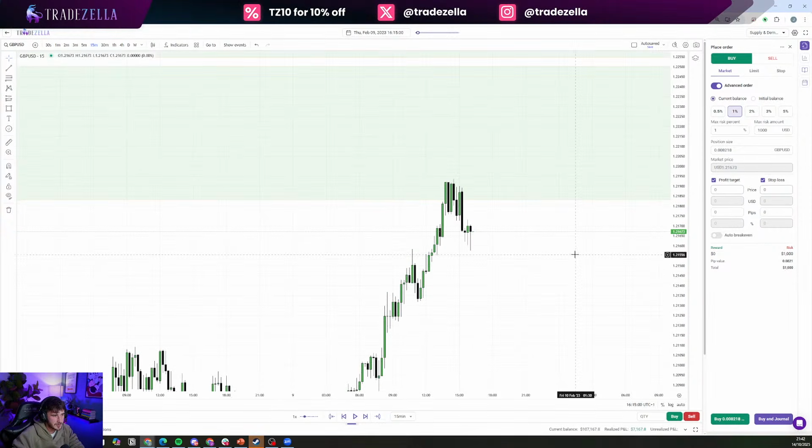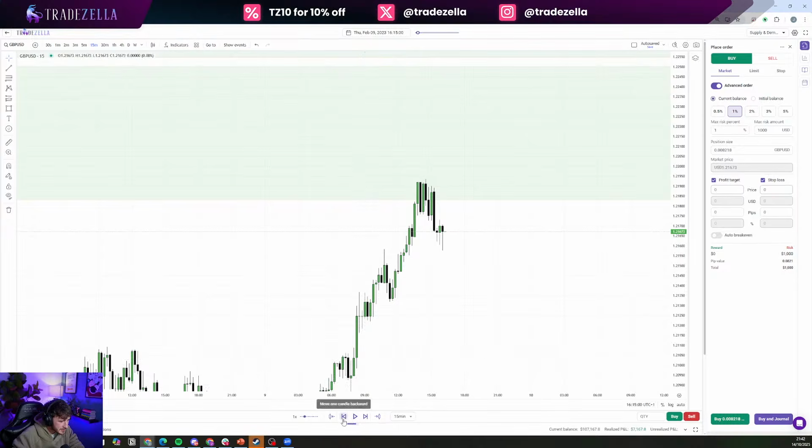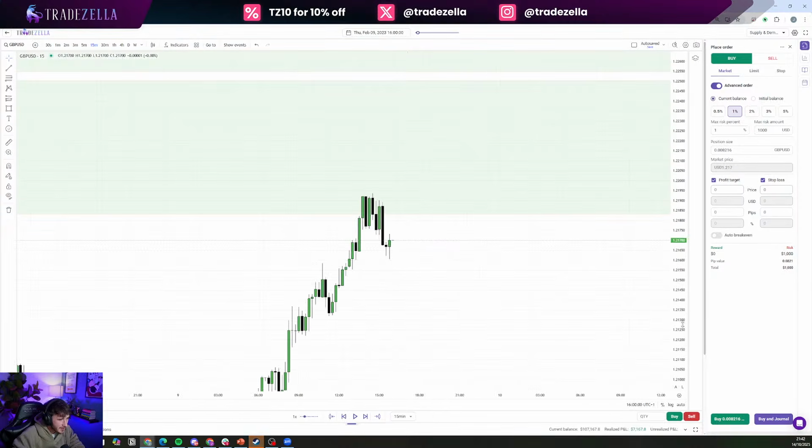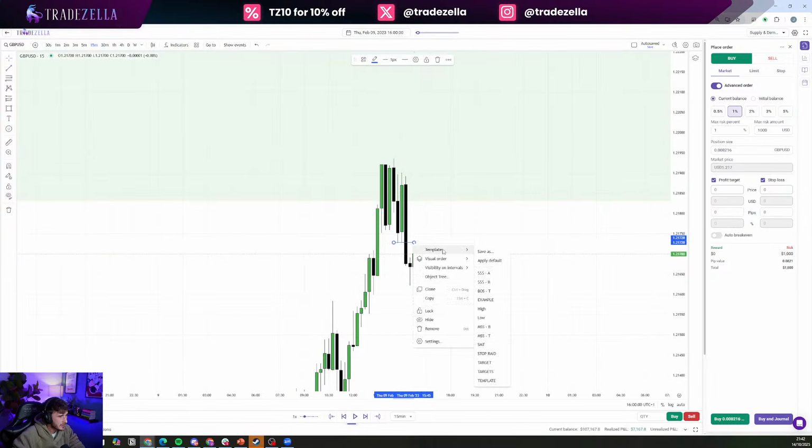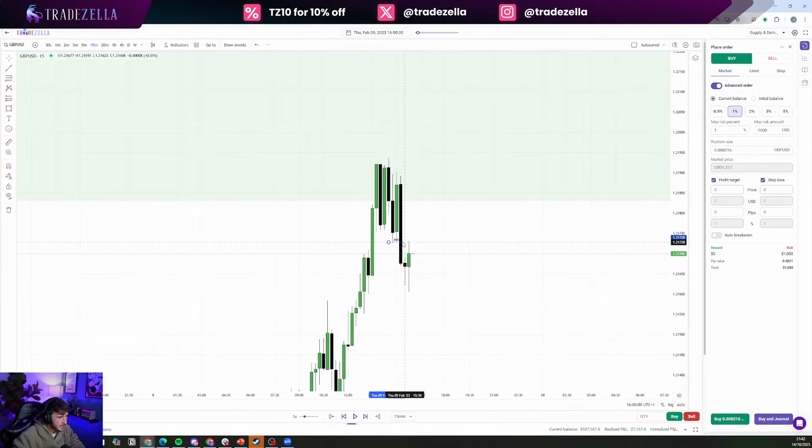Okay, so what do we have here? I think we might have just missed an entry here. So we have this here, right? And just kind of getting into this, right? Here's our breaker structure here, right? This one is slightly harder to spot. Then what do we have here?